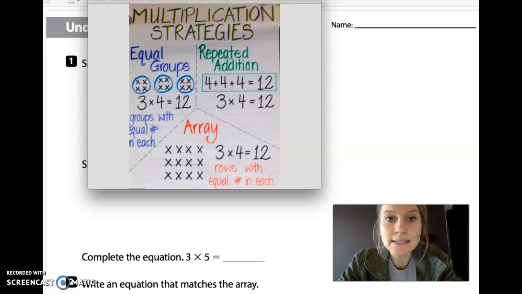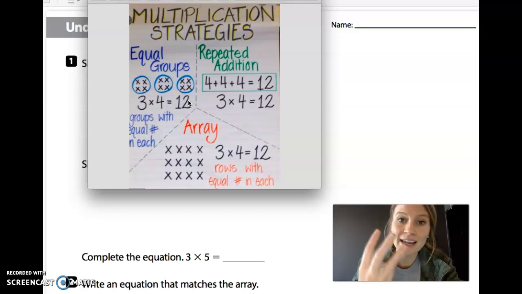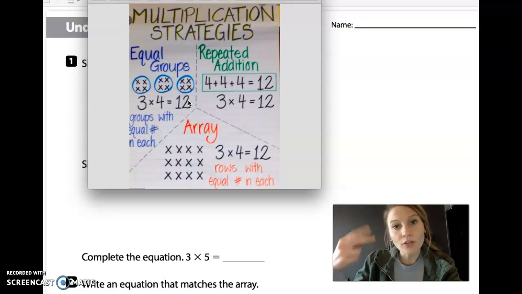So as you guys can see on this anchor chart, I love these pictures. These are our equal groups. 3 times 4 means 3 groups with 4 in each equals 12. And remember, we talk about commutative property, we could have also drawn 4 groups with 3 in each. And we did that time and time again when we were together in class.